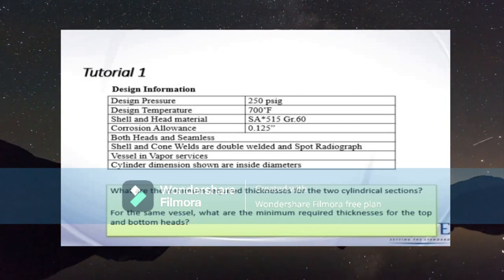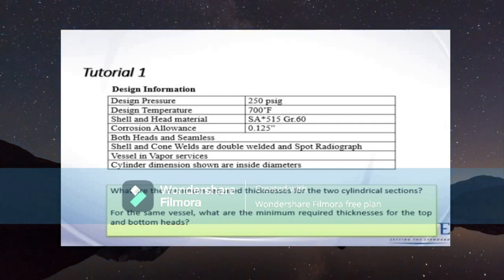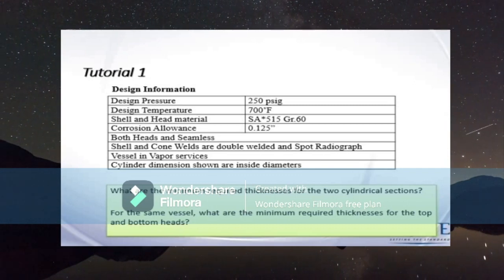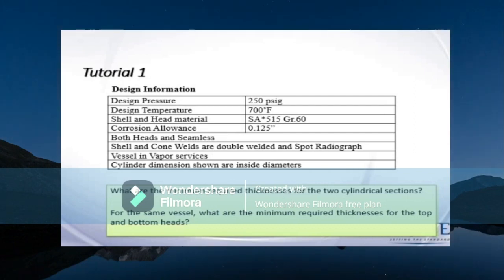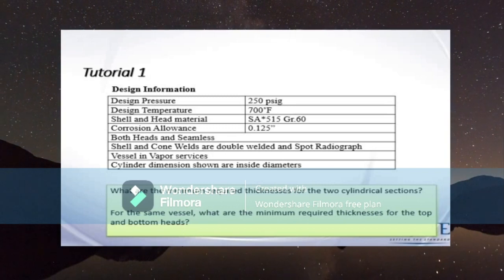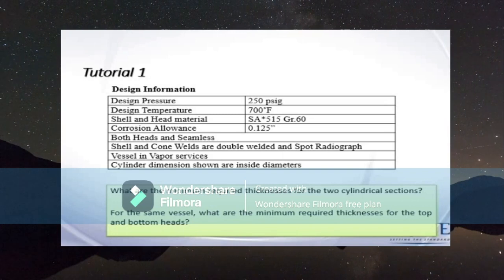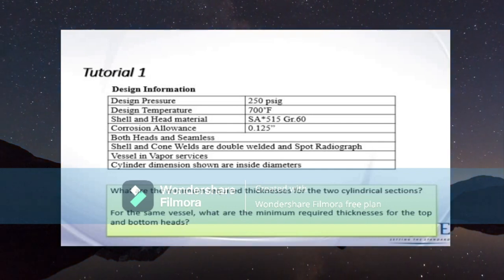Design information. Design pressure, P equals 250 psig. Design temperature, T equals 700 F. Shell and head material SA515 Gr60. Corrosion allowance equals 0.125 inch. Both heads are seamless. Shell and cone welds are double welded and spot radiographed. Vessel is in vapor service. Cylinder dimensions shown are inside diameters.